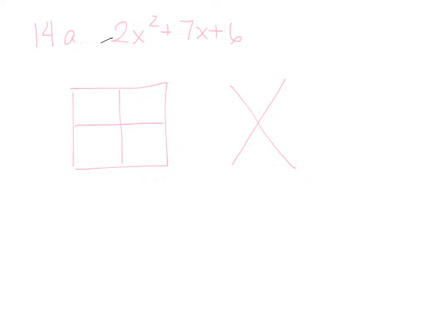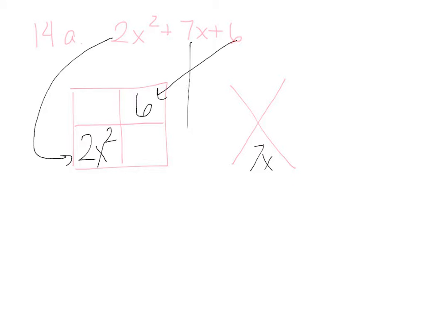And we talked in class that the first term here is always going to go in the bottom left. The last term is always going to go in the top right. And then that middle term is always going to go on the bottom of our diamond. This is how we're going to set up every single problem. So, to get the top of the diamond, we're going to multiply the 2x squared and the 6 together to get 12x squared.